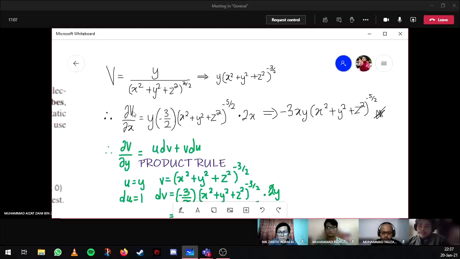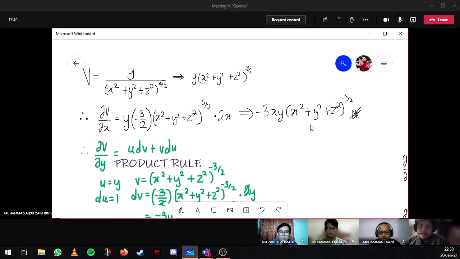Now to find the delta v, which is the partial derivative, delta v over delta x, we just differentiate with respect to x. Since x only exists in the second function, we only differentiate the second function. Then we will get y times negative 3 over 2 times x squared plus y squared plus z squared to the power of negative 5 over 2, times the function inside, and we get 2x.